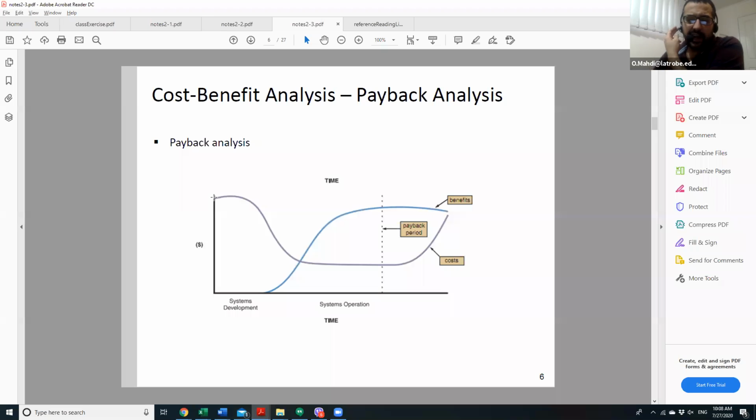Okay, guys, I will repeat the question. Have a look at this figure. As we said, we have two lines. The purple one represents the cost, and the blue line represents the benefits. So the question is, why does the purple line, the cost line, start from the top? Why is it not from here?